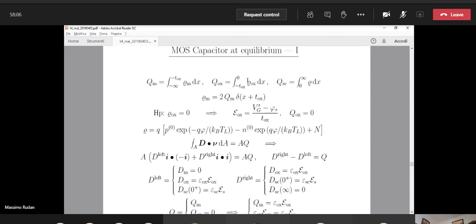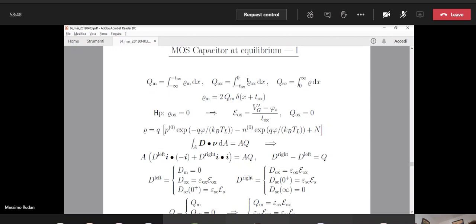And then you add a factor of 2, because actually this delta is centered at minus T ox, but in the integration, you take only 1/2 of it, because you take the half, so to speak, of the Dirac delta that is on the left of the interface, okay? Not that is on the right, because there is no charge in the oxide, okay? So since you take 1/2 of the delta, you must multiply by 2 in order to have the correct charge density.